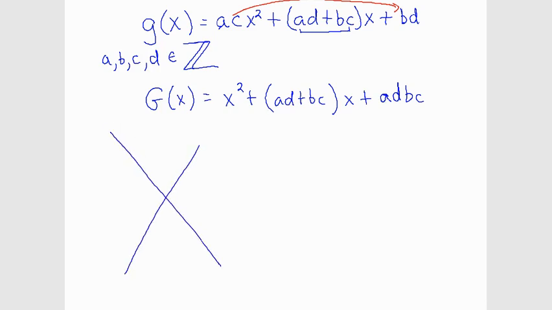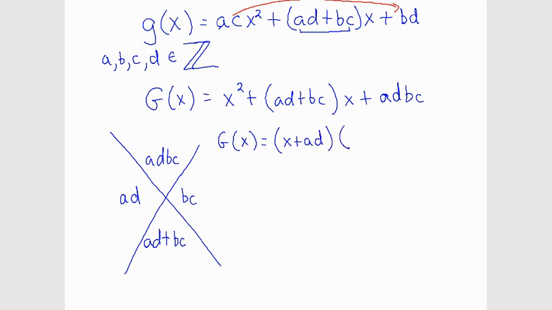So I'll go ahead and set up my diamond math. AD, BC, and then I have AD plus BC, okay? Now, what two numbers multiply to give me AD times BC, and add to give me AD plus BC? And that would be AD and BC. Remember, A and D, while being their own separate integers, A times D would be a whole new integer. So we can write this as G of X equals (X plus AD) times (X plus BC).